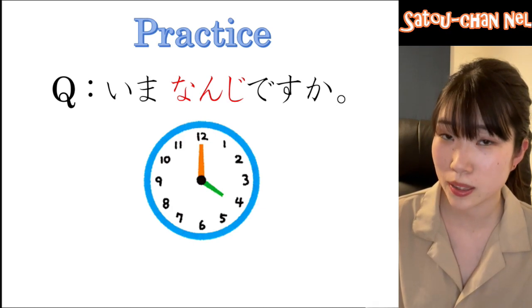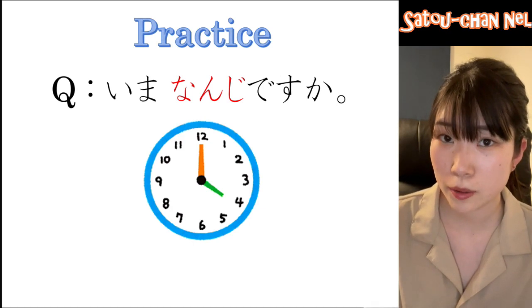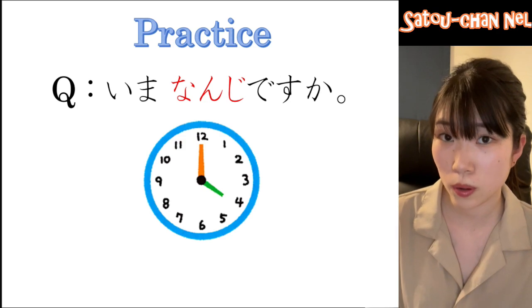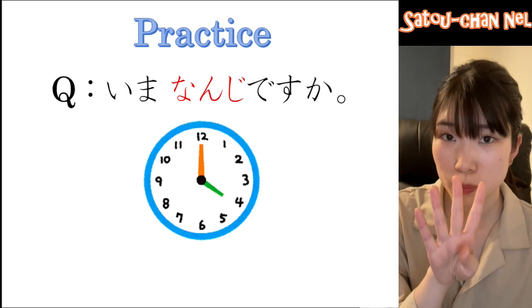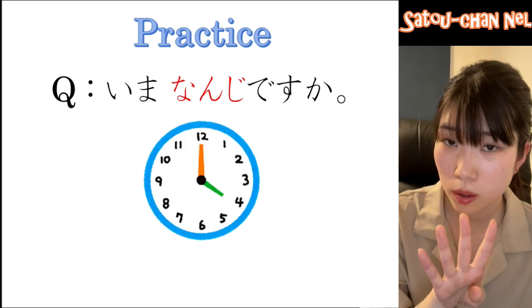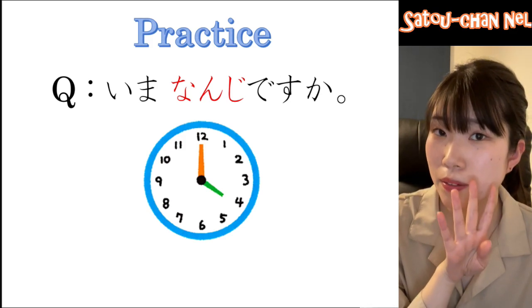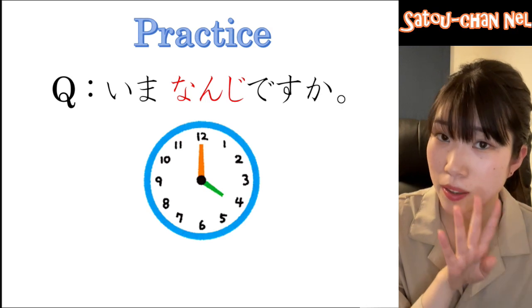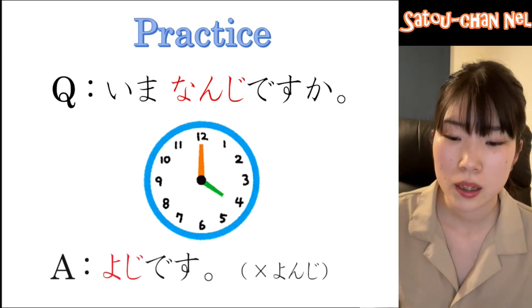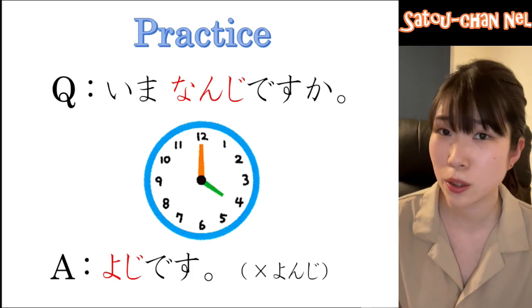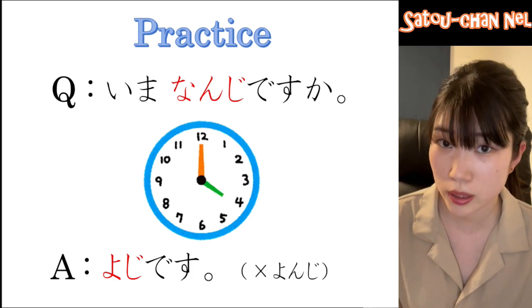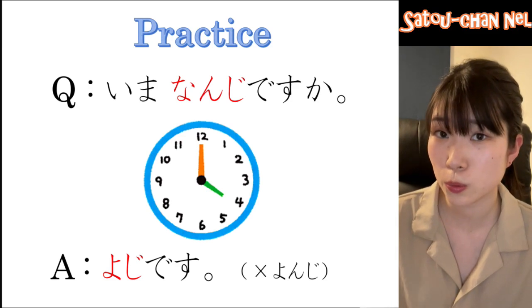Can you answer this question? 今何時ですか? It's 4 o'clock. 4 is 4. But remember, this is an irregular number. You have to change the pronunciation. 4時です. You can't say 4時. It's 4時. 4時です. It's 4 o'clock.